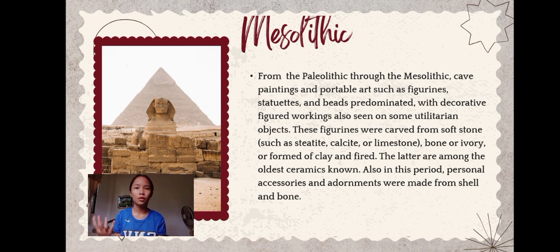From the Paleolithic through the Mesolithic, cave painting and portable art such as figurines, statuettes, and beads predominated, and decorative figures were also seen in some utilitarian objects. These figurines were carved from soft stones such as steatite or limestone, bone or ivory, or formed of clay and fire. The latter are also the oldest ceramics known. In this period, personal accessories and adornments were also made from shell and bones.